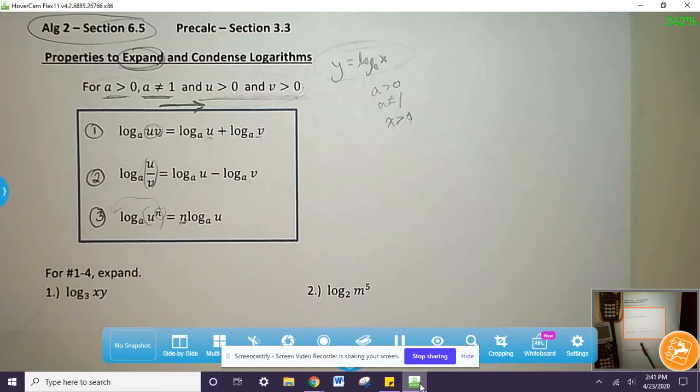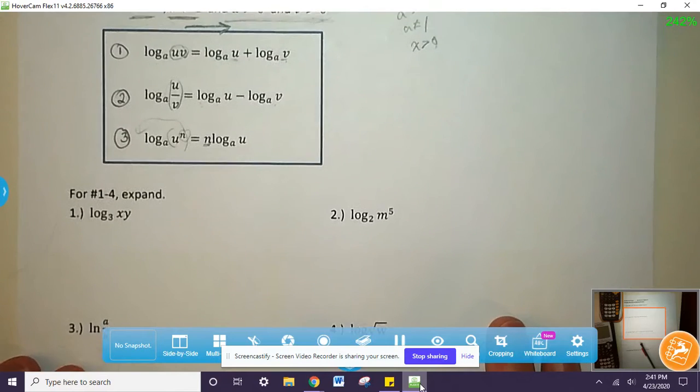So I think what we want to do first, because again, this is going to take us a few days to get comfortable, but let's go ahead and try some examples using these properties. So here's our first example.